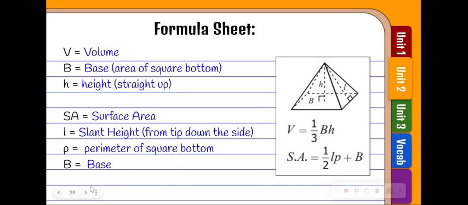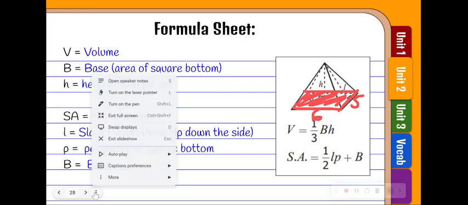Okay, so let's make sure that we understand each part of this formula. This capital B, this base, is referring to this square bottom, okay, and the area of this square bottom. So if it says maybe it's 6 wide and 5 deep, B would be 30. So the area of that square or rectangular base. Okay. H is your height.